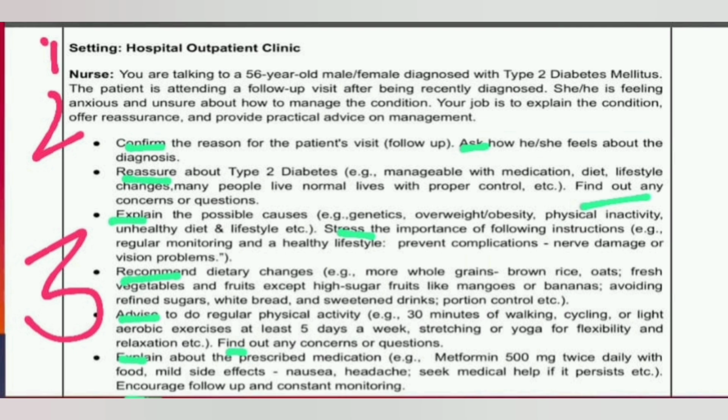And at last, encourage follow up and constant monitoring. So, we can also say, Mrs. Elizabeth, it is also very important for you to have your follow up and constant monitoring. Like this, the patient is going home after the checkup, so we can say it is very important for you to have a regular follow up and monitoring.